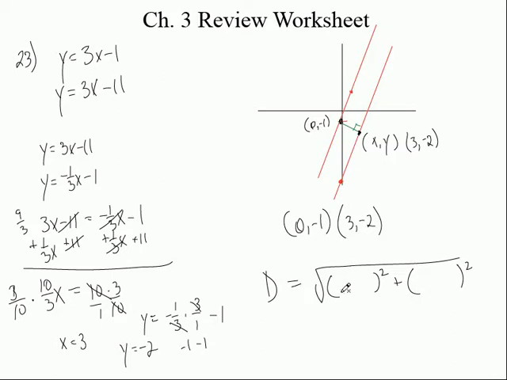Probably could. All right, so watch. What is this? 3 minus 0, right? Yeah. Oh, no. Okay, so 3 minus 0. And then watch, it doesn't matter what order you subtract these in. -1 minus a -2, which is the same as -1 plus 2, which is 1. 3 squared is 9 plus 1 squared. So what is that? Square root of 10, and you're done. Simple as that.